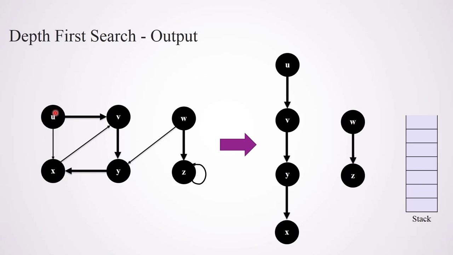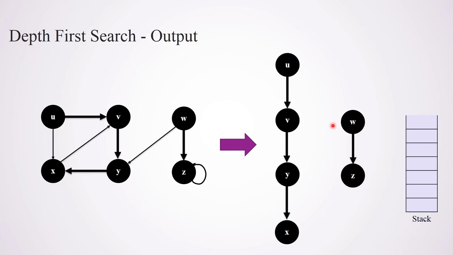First we visited U, then we visited V, that's why that edge is darkened. From V we visited Y, so that edge is darkened. From Y we visited X, so that edge is also darkened. After that we visited W, then from W we visited Z, so that edge is darkened. So when we draw the output, we will get something like that. After U we visited V, from V we visited Y, then we visited X.